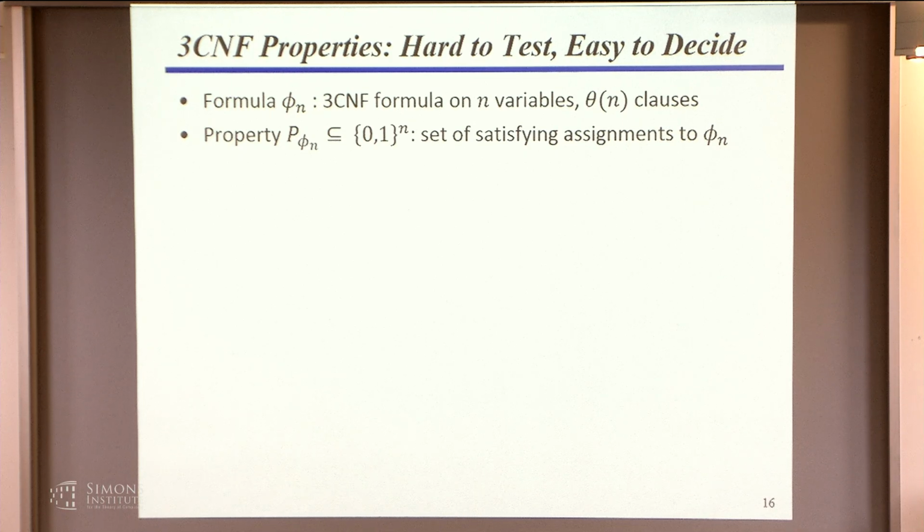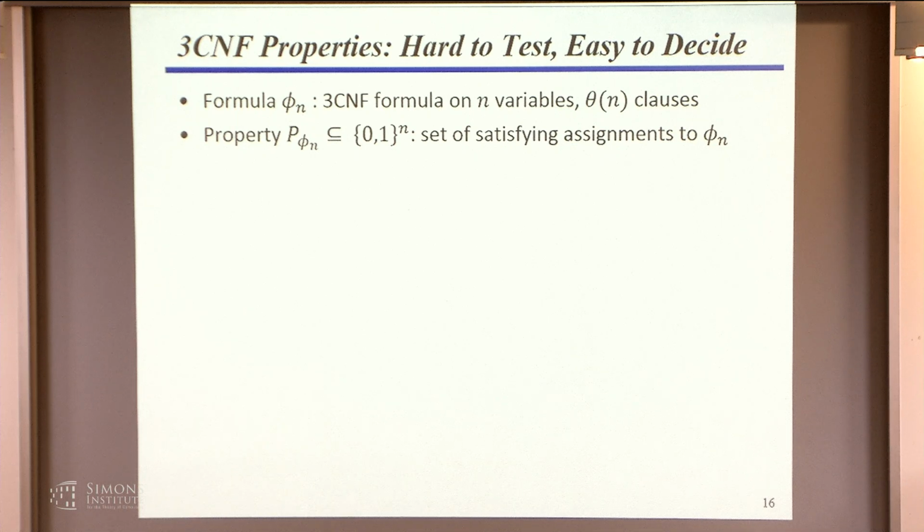There are some properties which are very hard to test, but easy to decide exactly. One example of such a class of properties is 3CNF properties. Here we are given a formula on n variables. It's a 3CNF formula, and it has a linear number of clauses. The property that we want to consider, whether our input satisfies the property or not, is the set of satisfying assignments to this formula. So these are our yes instances.